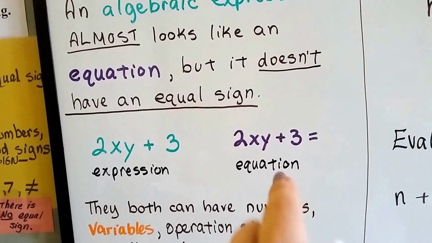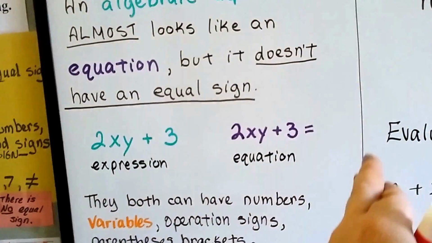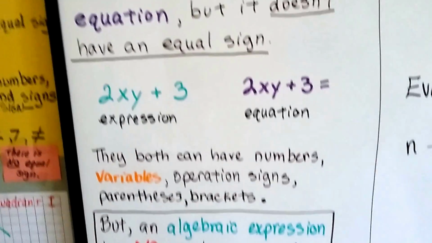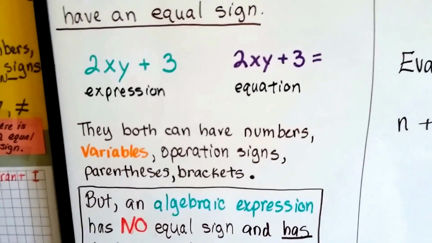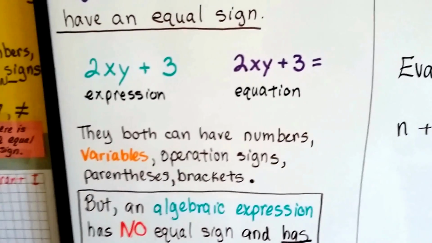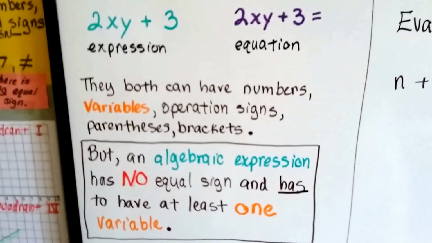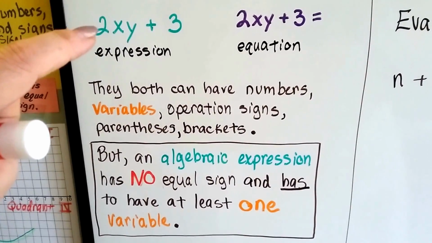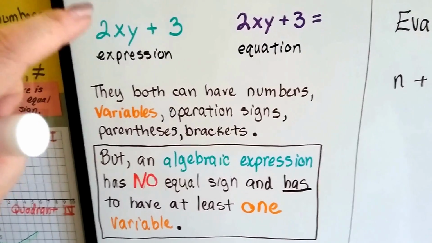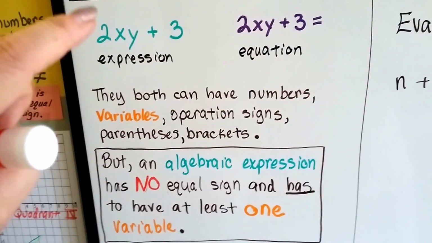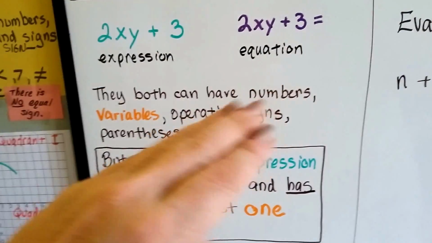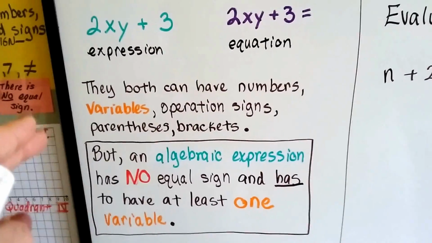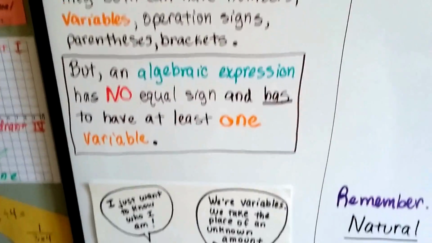In an equation, this side has to be equal to this side. In an expression, it's by itself, see? And they both can have numbers, variables, operation signs, parentheses, and brackets. But an algebraic expression has no equal sign. And it has to have at least one variable. So if it just said 2 plus 3 and there was no equal sign, just 2 plus 3, that's not an expression because there's no variable in it. It's just numbers. It needs to have a variable, an alphabet.